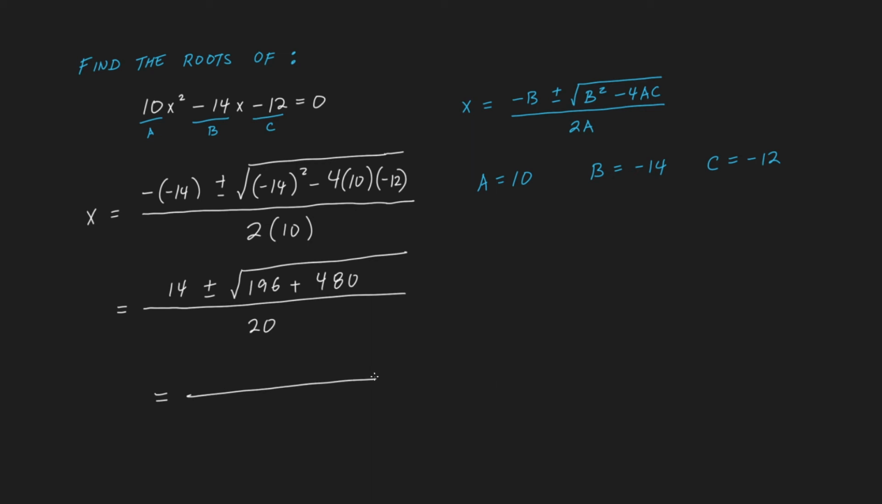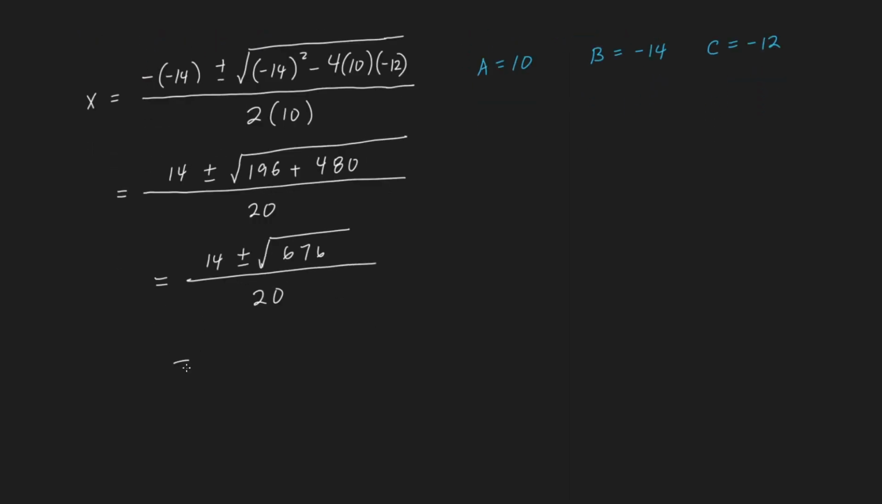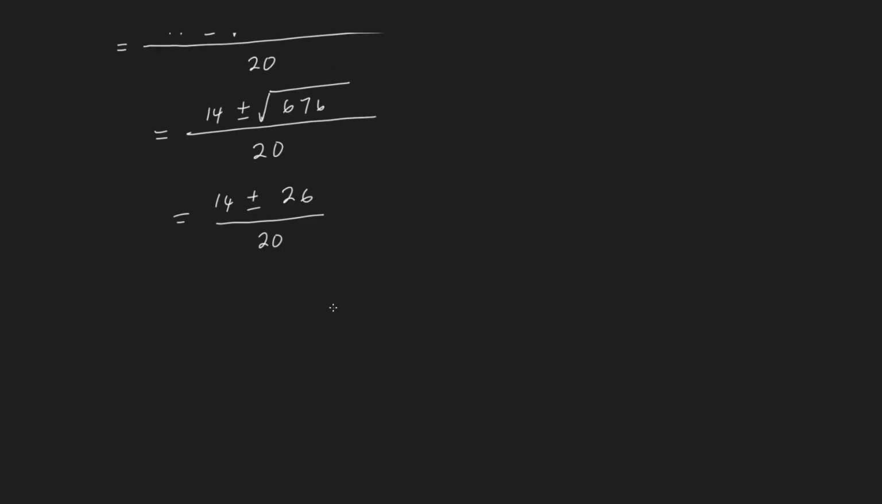Here we simplify further. We have 14 plus minus the square root of 196 plus 480, so this is going to be 676, and below we have 20. What is the square root of 676? That's going to be 26. Now we can split the equation into two parts. On the left side, we have x is equal to 14 plus 26 all over 20, and on the right side, x is equal to 14 minus 26 all over 20.